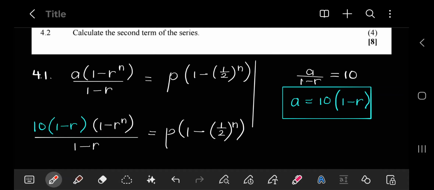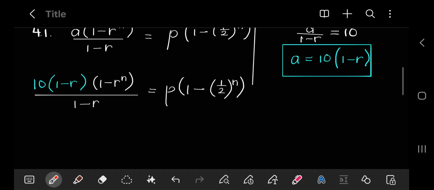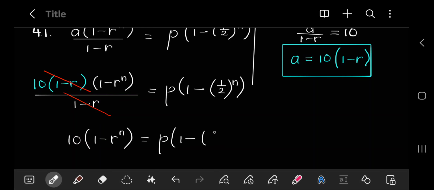Now at this point, you guys, it is extremely important for you to realize that you've got 1 minus r in a bracket in the numerator, and your denominator is 1 minus r. They can cancel out with each other. So here is what we're left with. On the left hand side, 10 into 1 minus r to the power n. And on the right hand side, p into 1 minus a half to the power n.